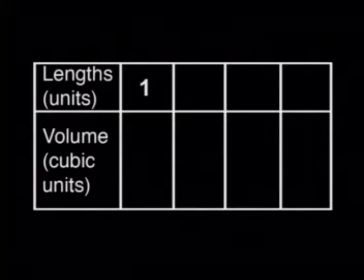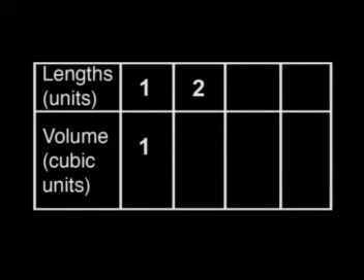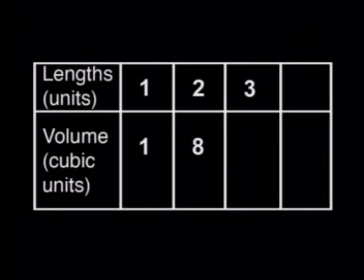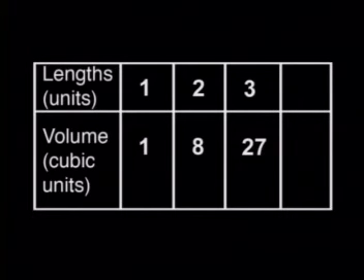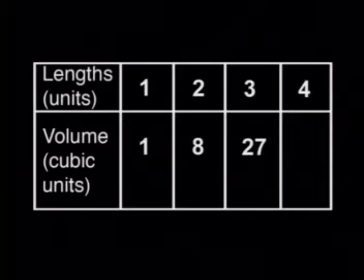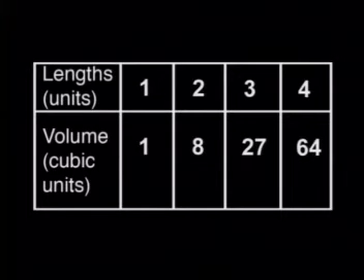So our original cube had dimensions of 1 and a volume in cubic units of 1. When we doubled the dimensions to 2, the volume was 8, and when we made the dimensions 3 times bigger, we got a volume of 27. Let's test one more increase in the dimensions. If I make the length of the cube 4 times longer, then the volume will be 4 times 4 times 4, which is 64 cubic units.